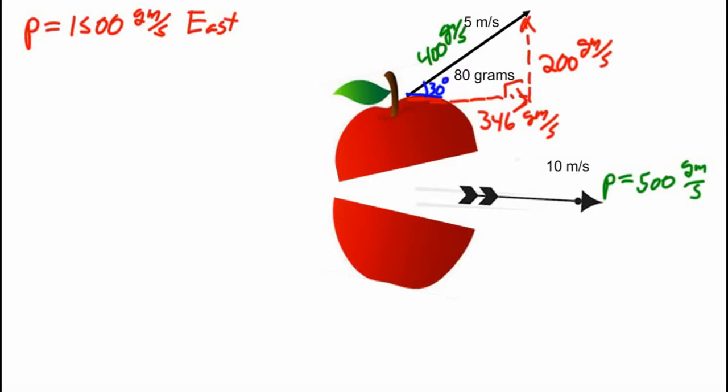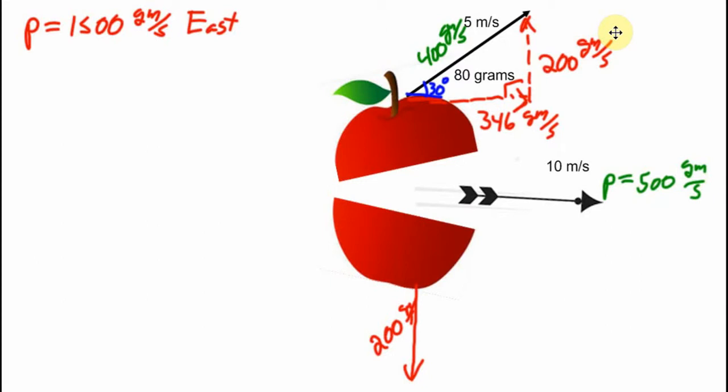No choice in the matter. We have to have 200 going south. So I'm going to go ahead and draw that in. This apple chunk has to have a 200 gram meters per second momentum going south. And that's clear so that the north and the south cancel to give us a 0.